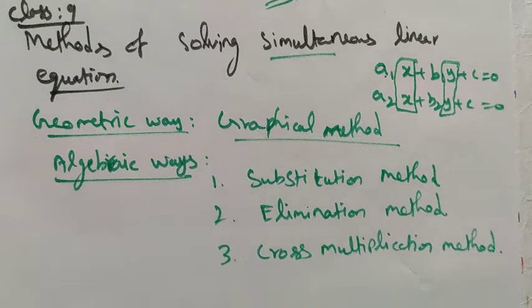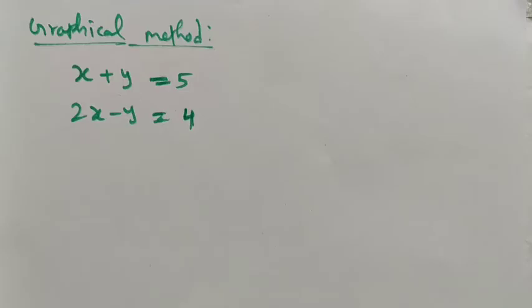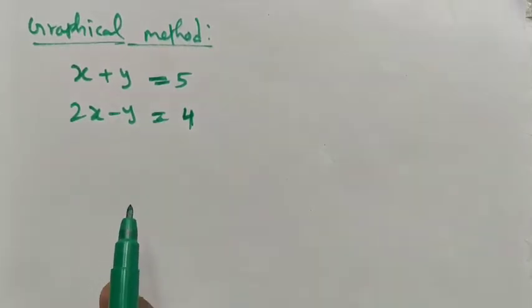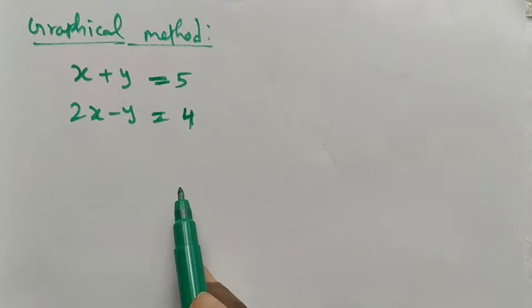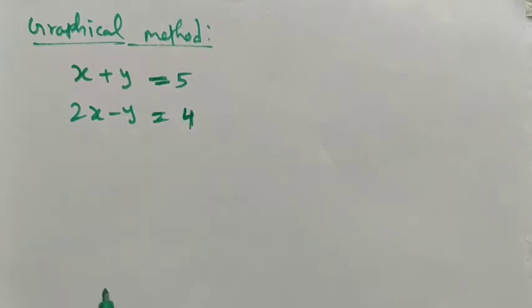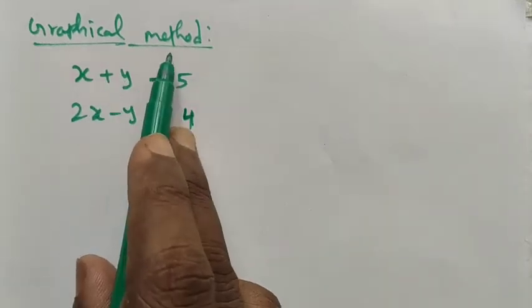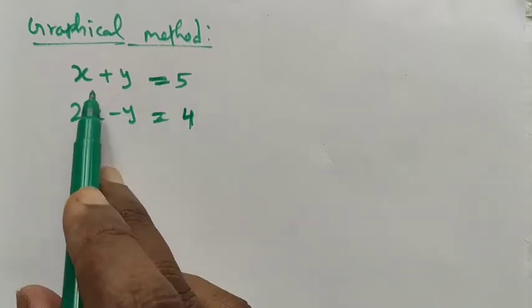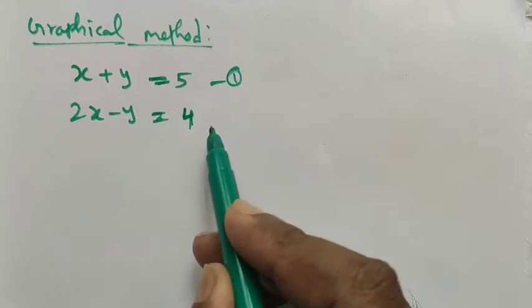These are the methods to find the single ordered pair of the given simultaneous linear equations. In the graphical method, the given equation should be substituted with x and y values. Here I choose one sum, x plus y is equal to 5 and 2x minus y is equal to 4. Let me take these two simultaneous linear equations. Here we have two different ways to do it in the graphical method itself. Let me take the first equation and the second equation.